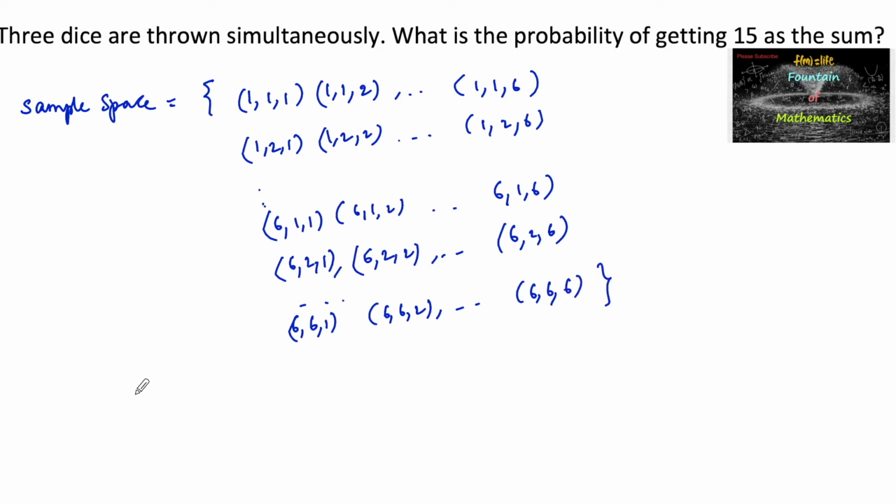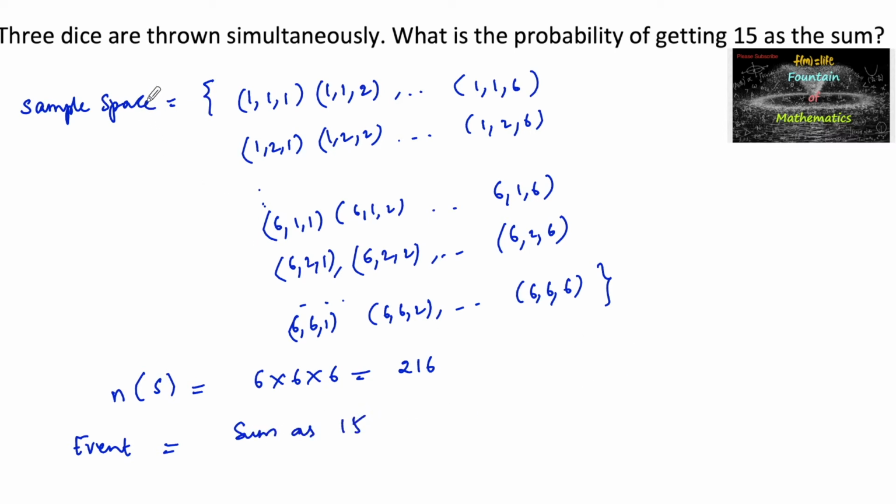So here number of elements in sample space is equal to 6 into 6 into 6, that is 6 power 3. The total number of elements in the sample space is 216, in which we have to identify the event. Event is sum as 15.